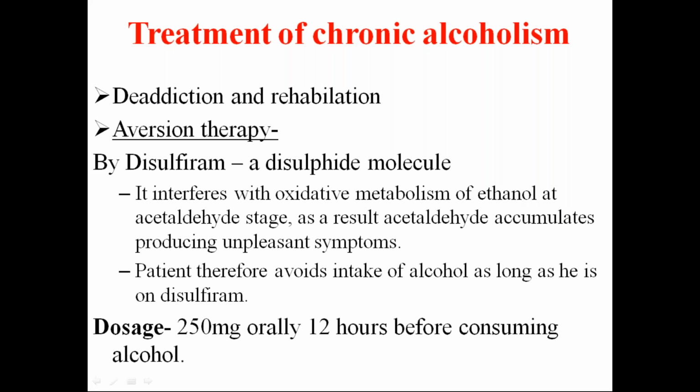Here we know that in the metabolism of ethanol, ethanol is converted into acetaldehyde, and acetaldehyde is converted into acetate. From ethanol to acetaldehyde we have alcohol dehydrogenase, and from acetaldehyde to acetate we have aldehyde dehydrogenase. Disulfiram inhibits aldehyde dehydrogenase, thereby preventing the conversion of acetaldehyde to acetate. So acetaldehyde accumulates in the blood and causes ill effects. It causes vomiting, nausea, and irritation, thereby the patient will avoid drinking alcohol.